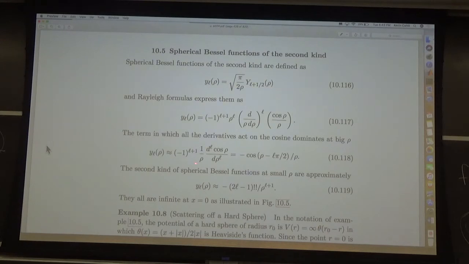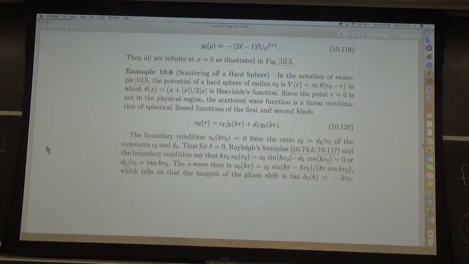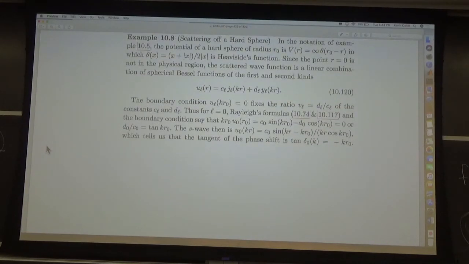For large rho, you let the derivative in Rayleigh's formula act on the cosine, and then you just get 1 over R times the L through to the cosine, and that's just a cosine phase shifted. And at small rho, they go as 1 over rho to the L plus 1, and they're all infinite at 0. They're used for scattering off a hard sphere because, once again, R equals 0 is outside. If the sphere is hard, then the wave function never penetrates to R equals 0.